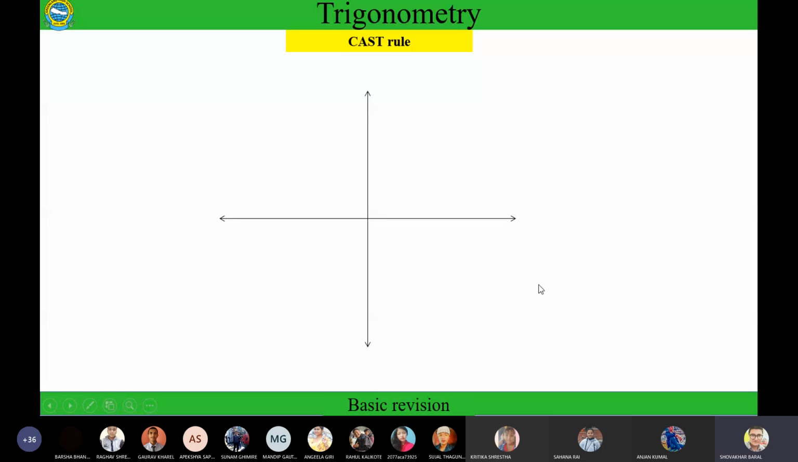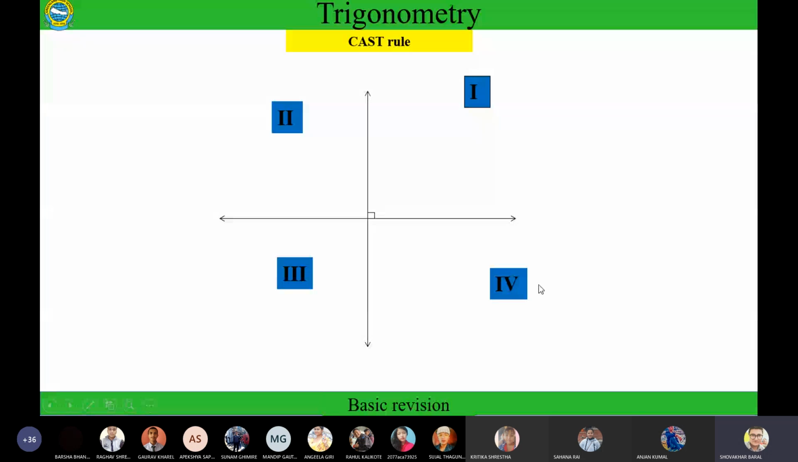Suppose these are two axes here, and there is a right angle in between them. This one is the first quadrant, second quadrant. I hope the screen is displayed on your device. Please let me know if it is not displayed. First quadrant, second quadrant, similarly third quadrant and fourth quadrant. These are the four different quadrants made by these two different lines.